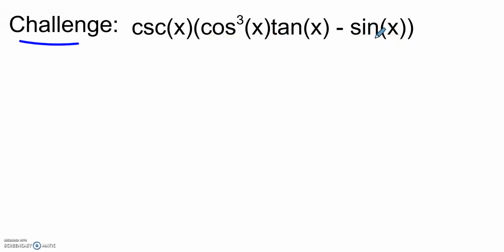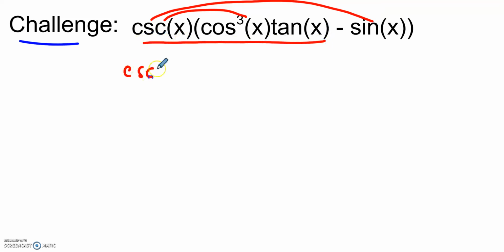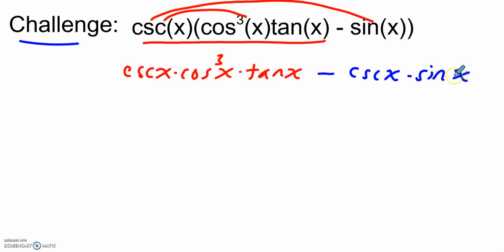So we definitely could use some trig identities to start, but this is a time that I'm thinking maybe doing some distribution first may help us. So what if we distributed the cosecant of x into both terms? This first term would be cosecant of x times cosine cubed of x times tangent of x, and then it would be minus cosecant of x times sine of x. So all I did was distribute the cosecant in.